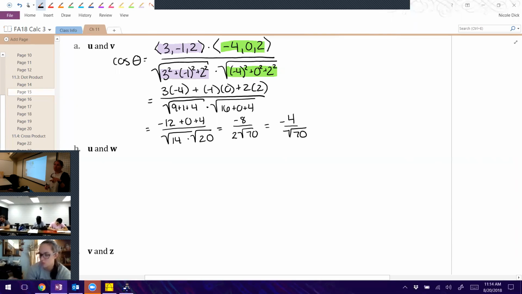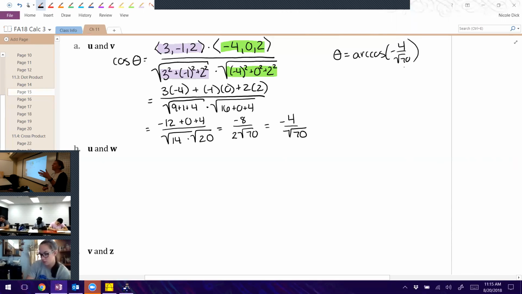The reason I like leaving it in cosine theta equals form instead of finding the arc cosine all at once is that when we get an angle that we know the exact answer of, I can get an exact angle. Anytime you can get an exact answer, it's way better than getting an approximate answer. However, does 4 over the square root of 70 match up with your unit circle at all? The nice things you know about the unit circle? Yeah, not even close. So we're going to have to approximate this one. So theta is the arc cosine of negative 4 over square root of 70.